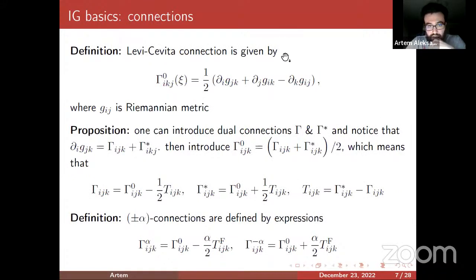So the next definition that I need is the so-called Levi-Civita connection. It is defined by the Riemann metric, and for a statistical manifold, I can introduce two connections. I can introduce dual connections, gamma and gamma star, and then I can define the three-index object T.